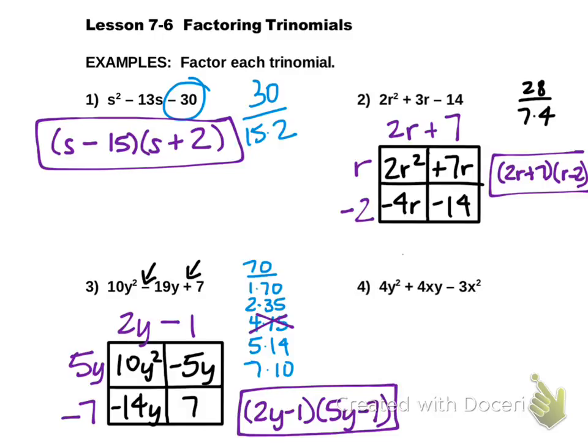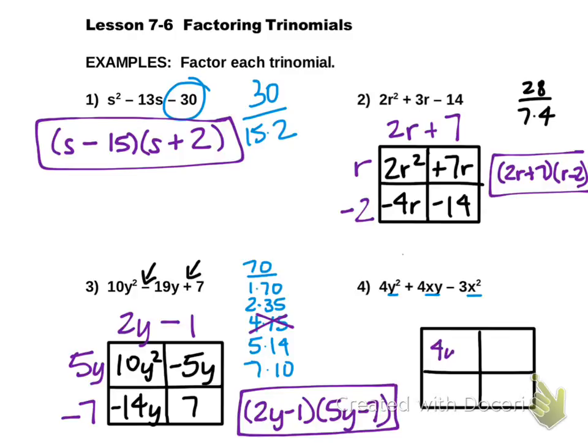All right, and then this example here, you'll notice I have an x and a y. So on this one, no need to freak out. We're still going to use a box method. We're just going to have a little extra variable hanging out with us this time. So we're going to find factors of 12 that subtract to give me 4, which I think is going to be 6 and 2.